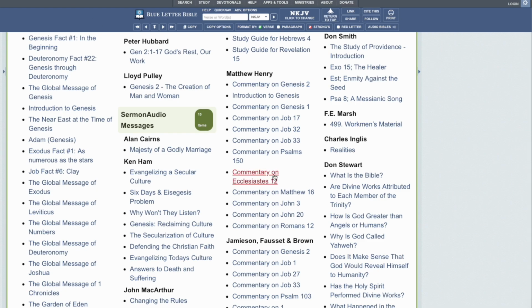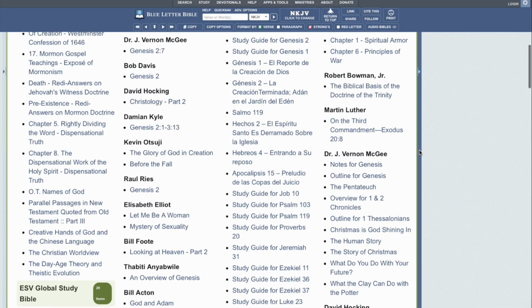I would definitely recommend Spurgeon on anything in the Psalms. The Treasury of David is some of his most famous work, and he's got some great stuff on that.